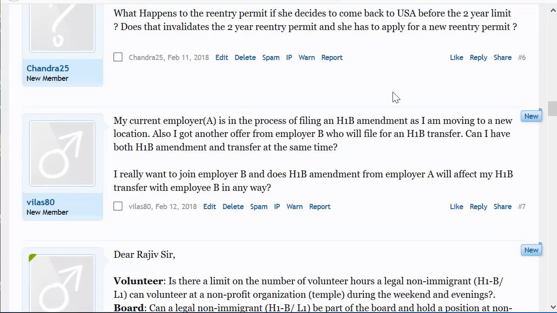See, there's a difference between filing a transfer after you move and filing an amendment before you move. Okay, so you should be able to do this without any problem.